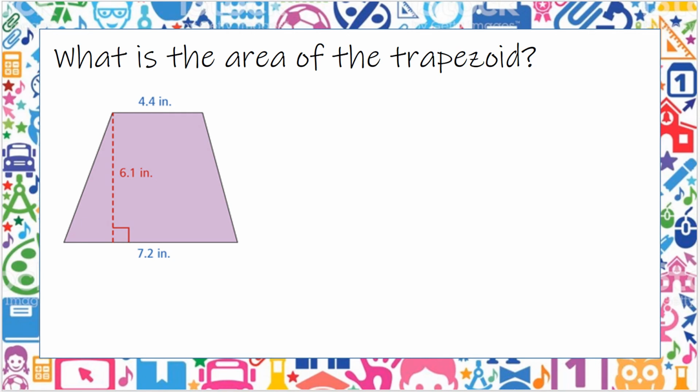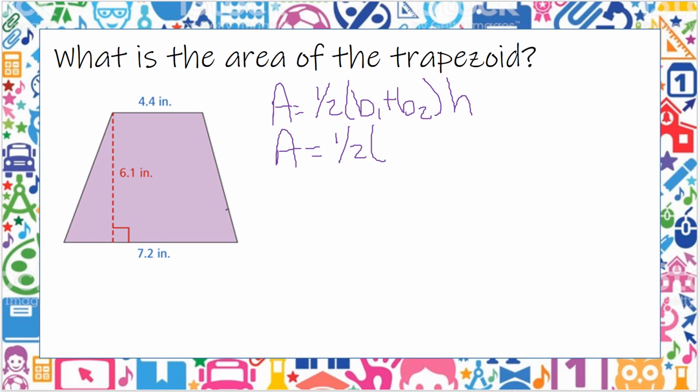What is the area of a trapezoid? So the area of a trapezoid is 1/2 times base 1 plus base 2 times the height. So what that means is 1/2 times this base plus this base. You're finding the average length, so you're adding them together and dividing by 2. So we're going to add those together.